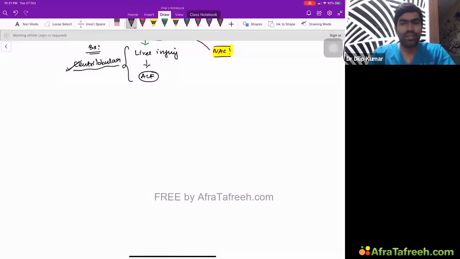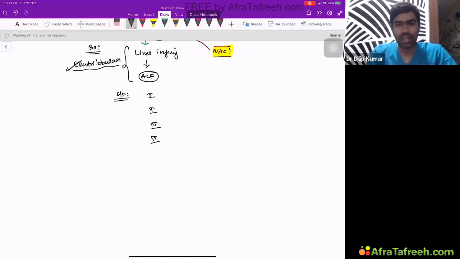So what are the clinical features of paracetamol poisoning? As far as the clinical features of paracetamol poisoning is concerned, you have 4 stages: stage 1, stage 2, stage 3, and stage 4. First stage happens in the first 24 hours. Second stage happens in 1 to 3 days.